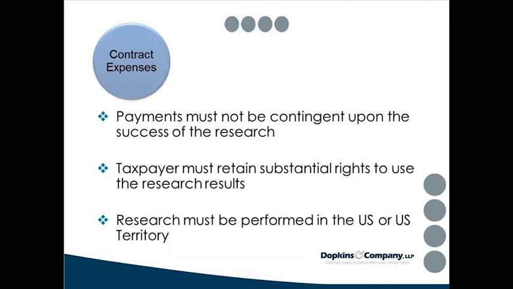So in total, we have $205,000 of qualifying wages, $70,000 of qualifying supplies, and $325,000 in qualifying contract research expenditures, for a grand total of $600,000 of QREs. So how do we calculate our credit?